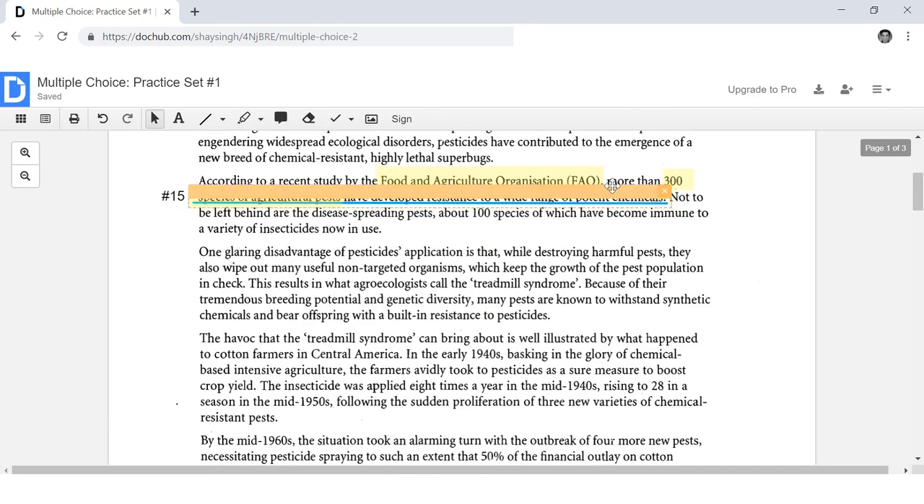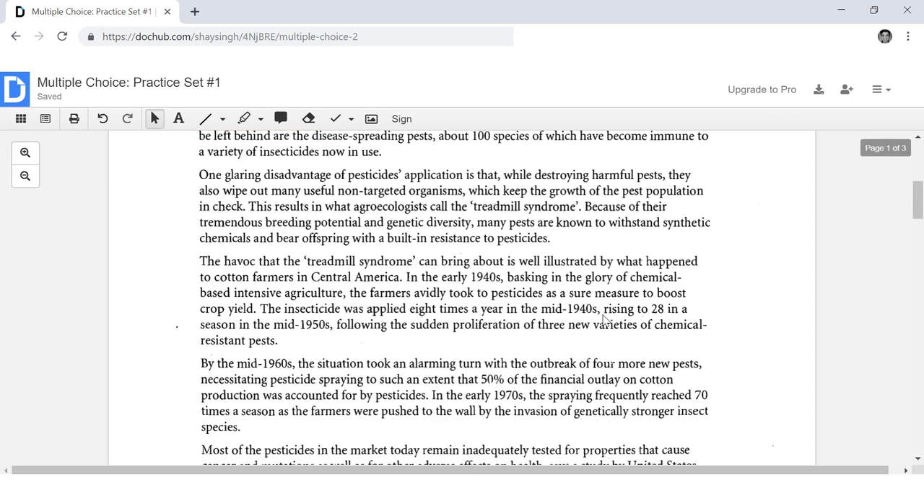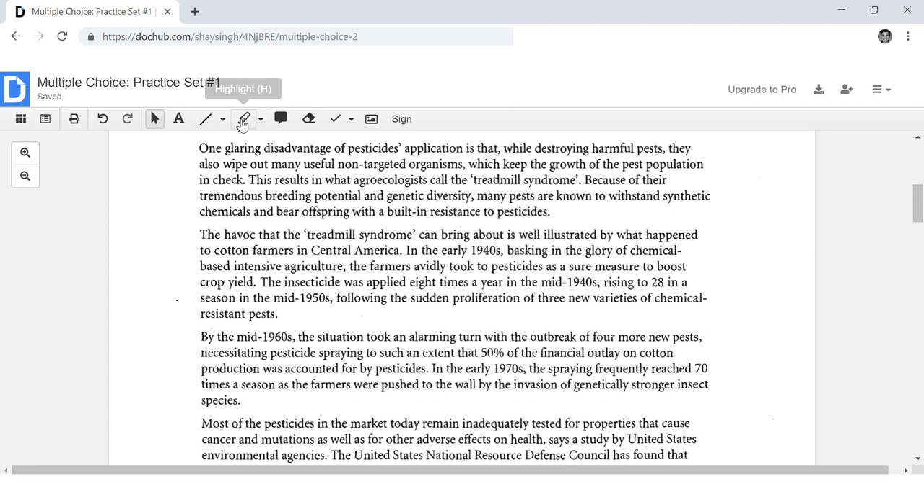Okay, now I'm looking for mid-1960s. Okay, I see early 1940s here, 1940s, 1950s, and here we go, 1960s. So let's go ahead and mark that.